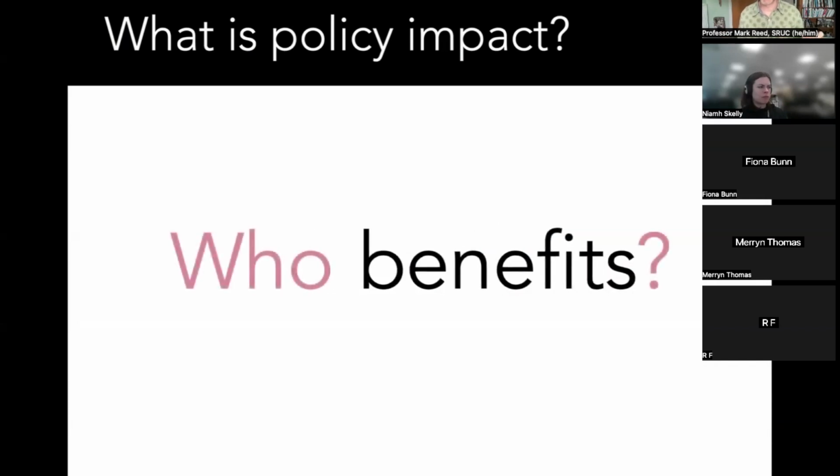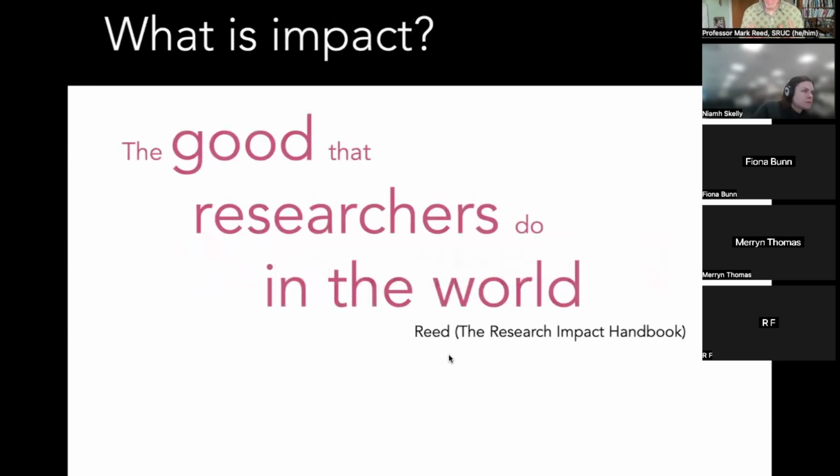And when we ask ourselves, who are these people ultimately that are going to benefit, we realize that this is a little bit more subjective than we might feel comfortable with. We then have a definition here. This is from the Research Impact Handbook that builds in this value judgment that I started with, this idea that we're looking for something which is good. But of course, who gets to decide what is good?